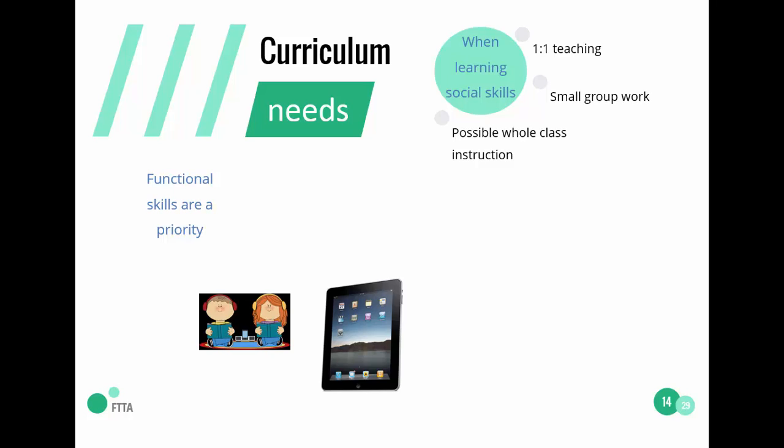Functional skills are a priority. So that's life skills. That's being able to do things like go to the toilet, possibly iron clothes, depending on how old they are, if they're at high school, for example. Being able to purchase products, being able to cook things, those types of things. So being able to function in the real world.